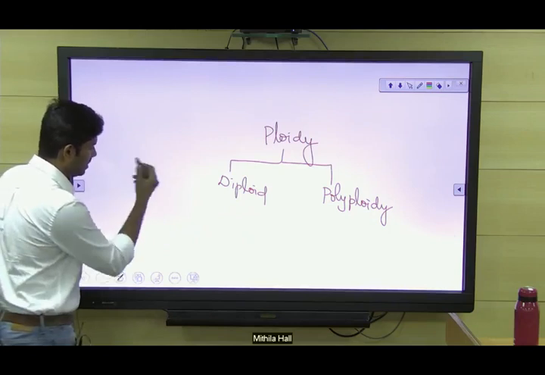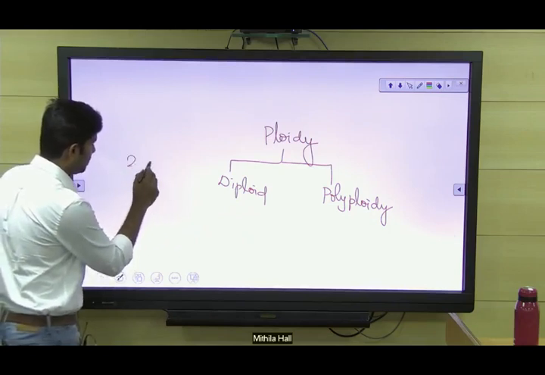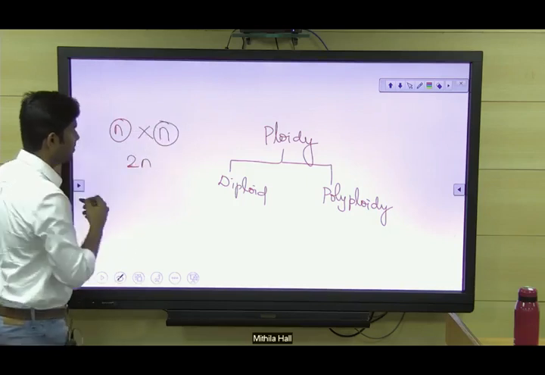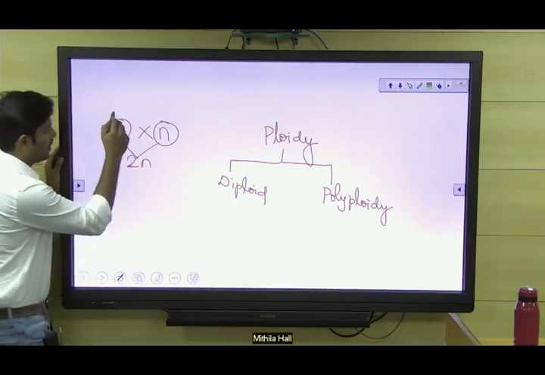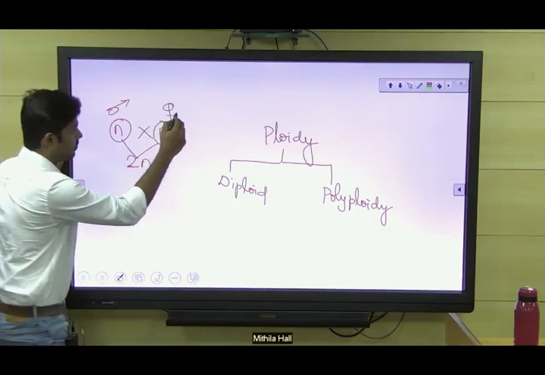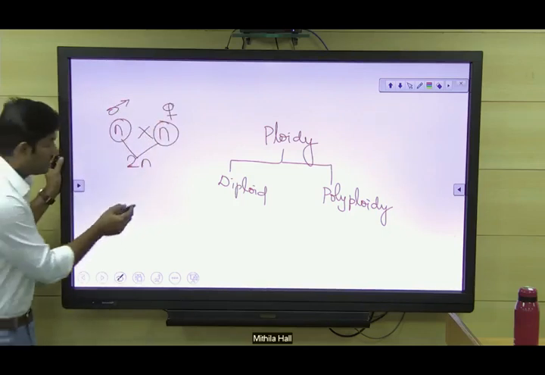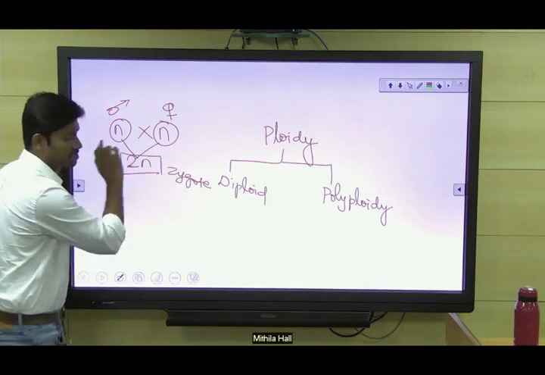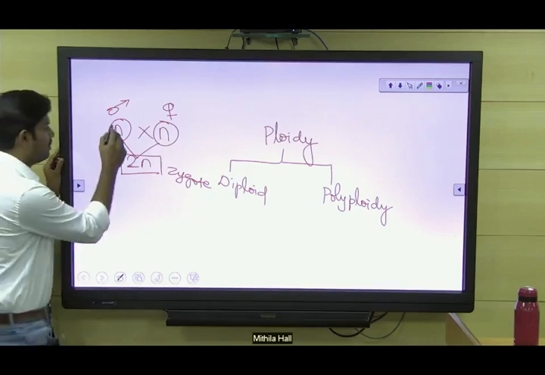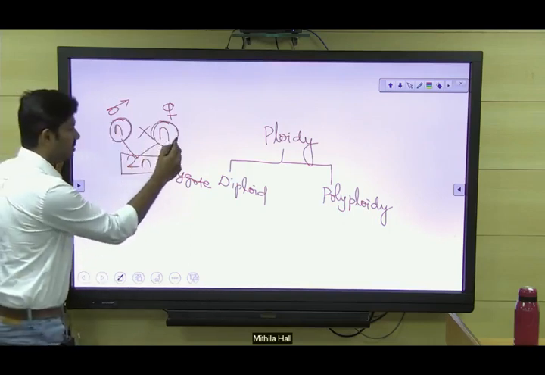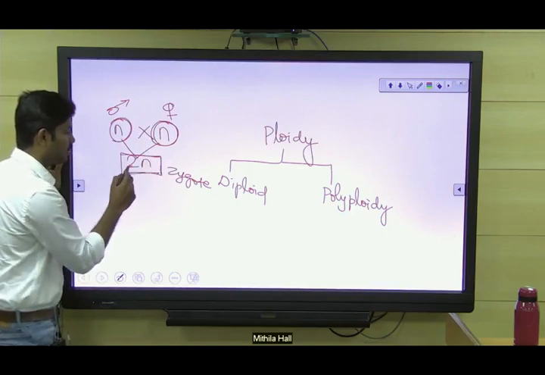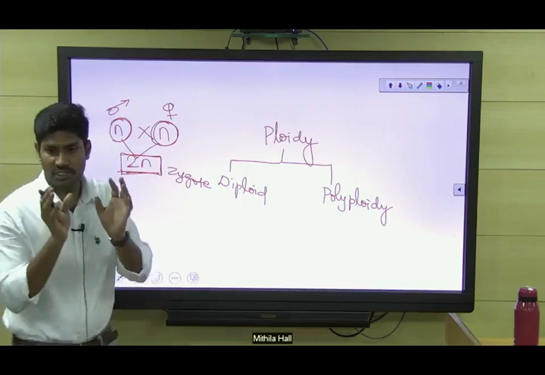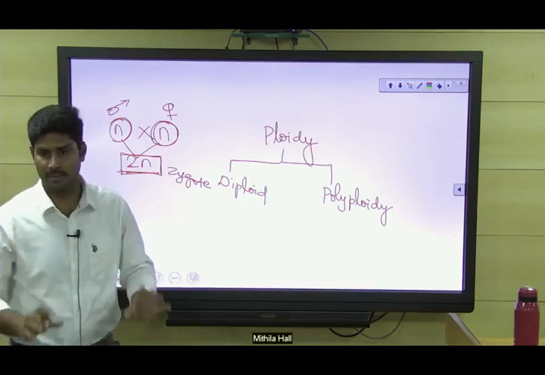So during the sexual reproduction process in plants and animals, usually the male and the female gametes contain one set of chromosomes. They combine together to produce the zygote. This is the first formed cell after the fertilization process. So the male gametes contain half the chromosomes, female gametes contain half the chromosomes. They combine together to produce the full set of chromosomes. So every individual contains two sets of chromosomes, one from the father, another set from the mother.